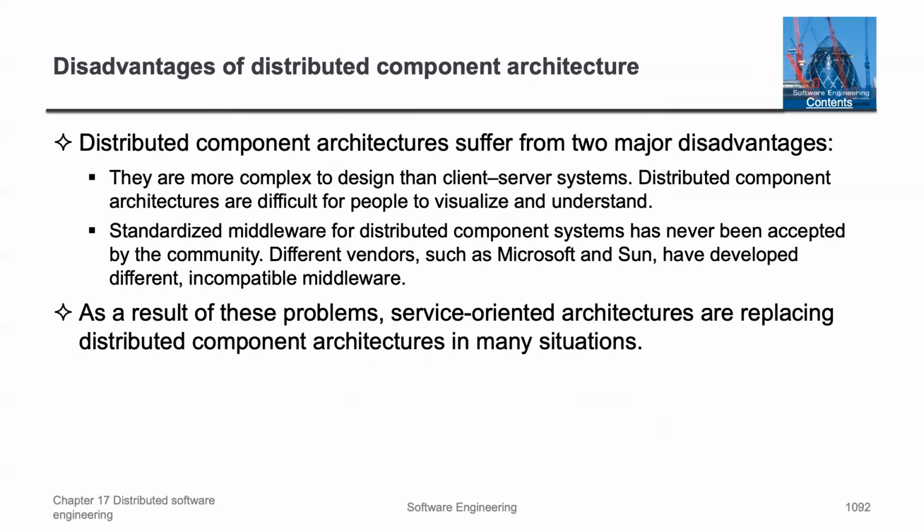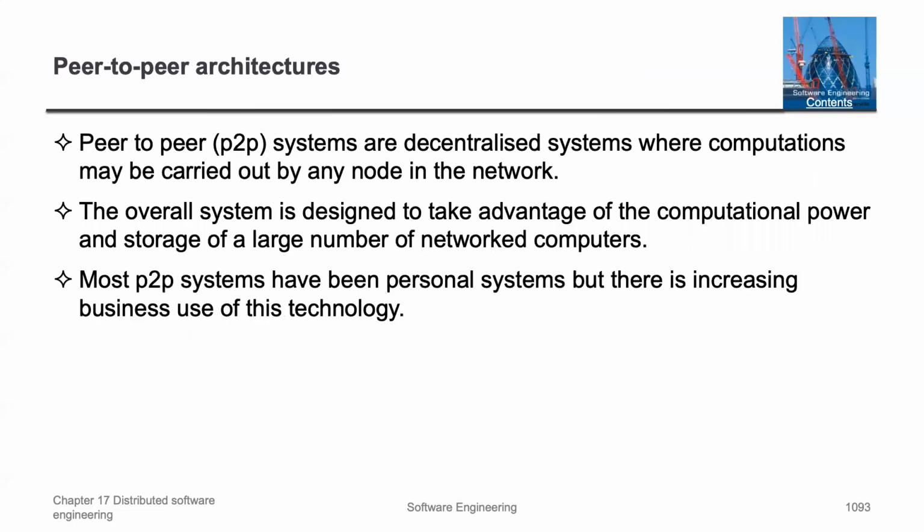What are some of the disadvantages of distributed component architecture? Distributed component architectures suffer from two major disadvantages. They are more complex to design than client-server systems. Distributed component architectures are difficult for people to visualize and understand. Standardized middleware for distributed component systems has never been accepted by the community. Different vendors such as Microsoft and Sun have developed different incompatible middleware. As a result of these problems, service-oriented architectures are replacing distributed component architectures in many situations.